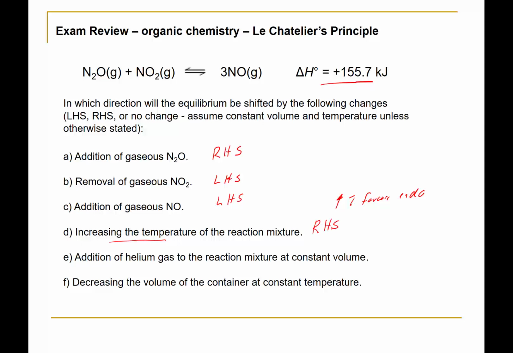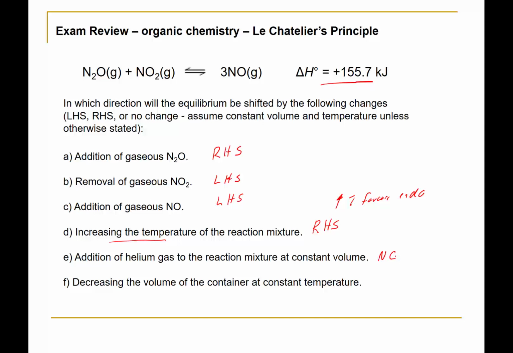Addition of helium gas, constant volume. So the idea here is we're adding an inert gas. No change in volume. There are no changes in the relative concentrations of the reactants and products. There is simply no effect or no change in this particular case. Now, sometimes when you add an inert gas, this could result in a change in the volume of the container, and so that should be considered a change in volume and responded to accordingly.